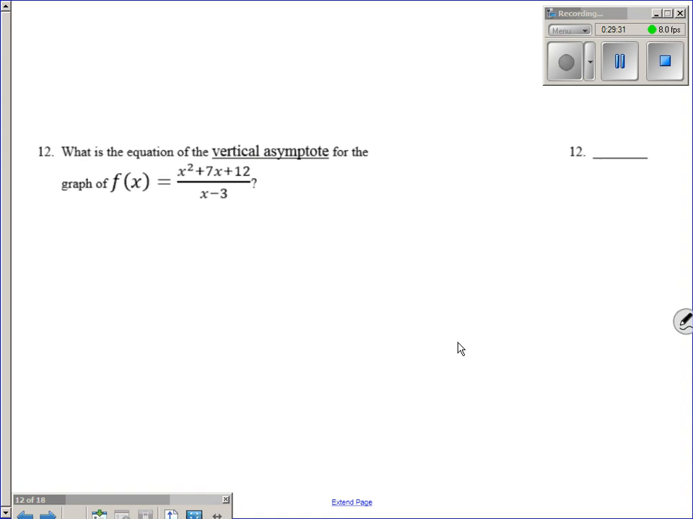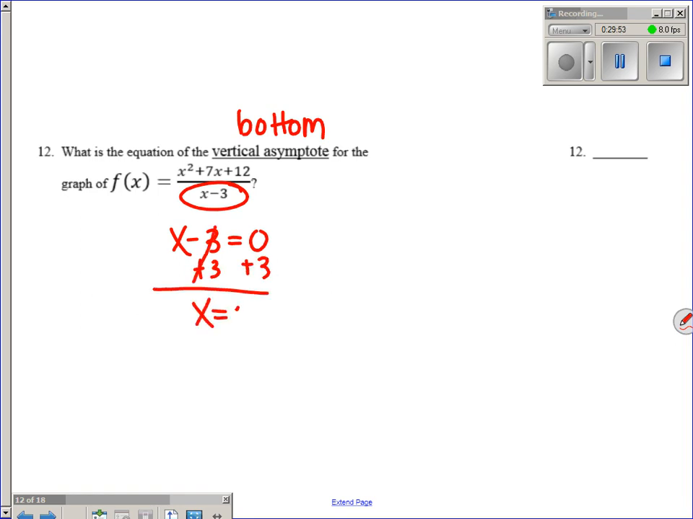Number 12, this is an easier one. It says, what is the equation of the vertical asymptote for the graph of f of x equals this equation? Don't forget your vertical asymptote always comes from the bottom. So it is this x minus 3 that you are setting equal to 0. So all you do is add 3, and x equals positive 3 is your answer.